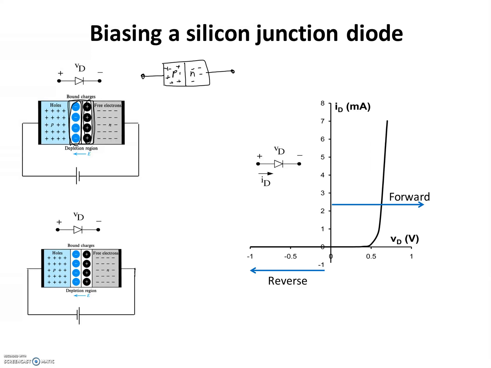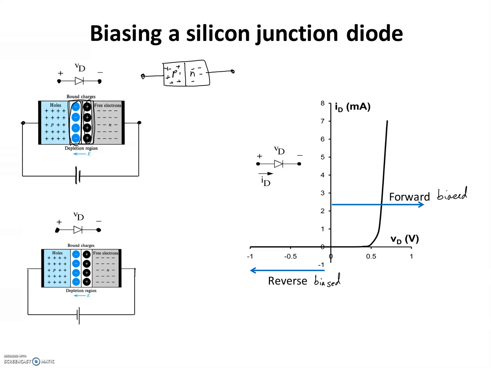However, if you connect a voltage source to the two terminals of this junction such that the voltage at the positive terminal is greater than the voltage at the negative terminal, as you can see here, or VD is greater than 0, it is called the forward bias condition of the diode. On the other hand, if the voltage at the negative terminal is greater than at the positive terminal, or in other words VD is less than 0, then we say that the diode is reverse biased.